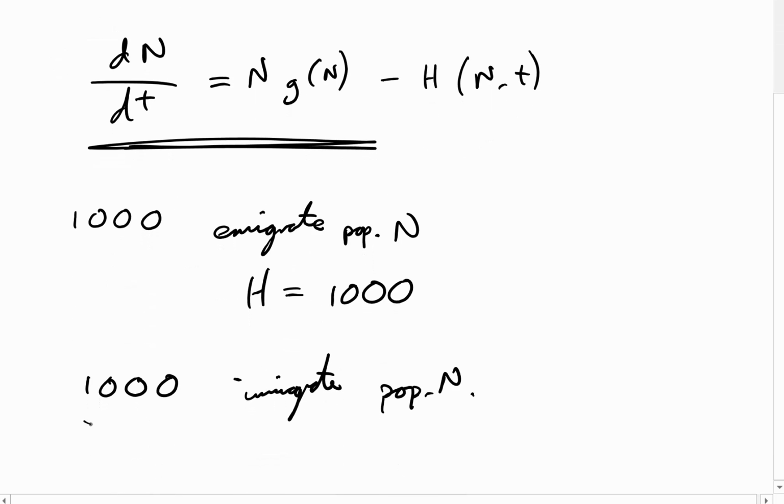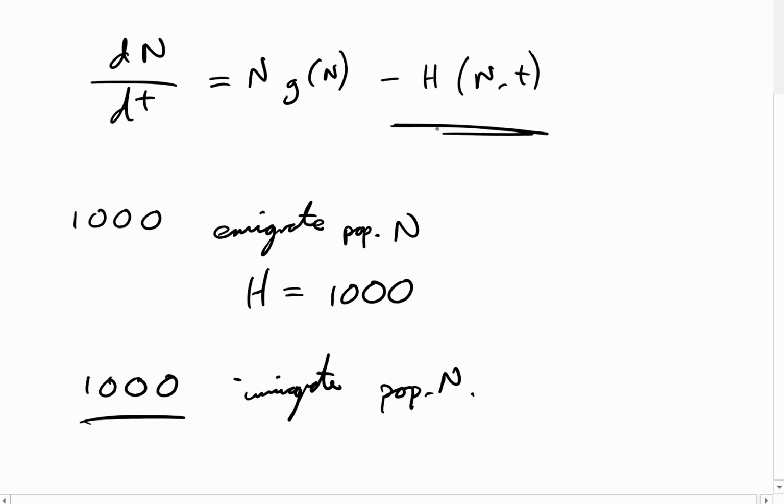Okay, but we now have 1,000 people immigrating. In other words, they're coming in, so we're adding to the population. If we're adding to the population, we're not taking away. At the moment, the harvesting term takes things away from a system. So we've only considered harvesting as taking away from a system. That's why there's this minus here.